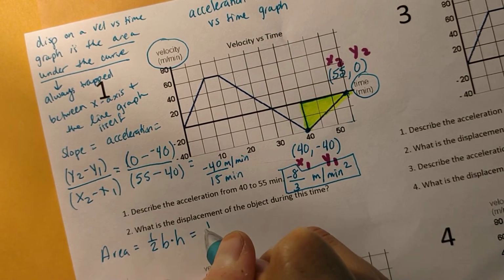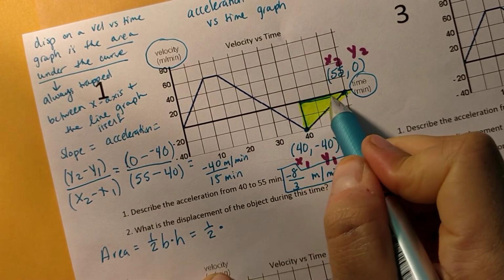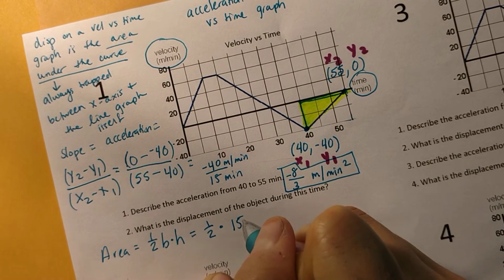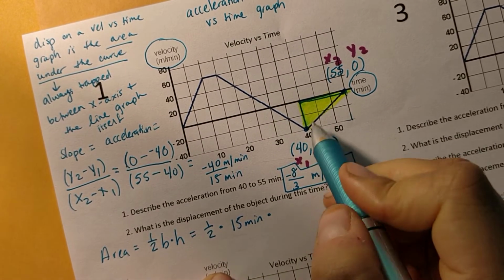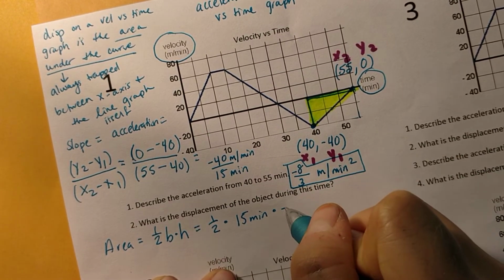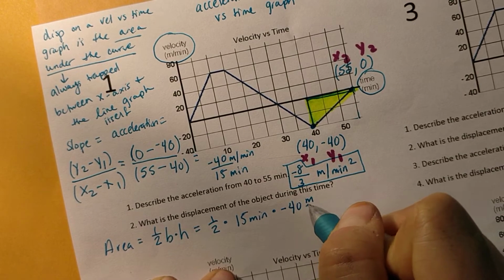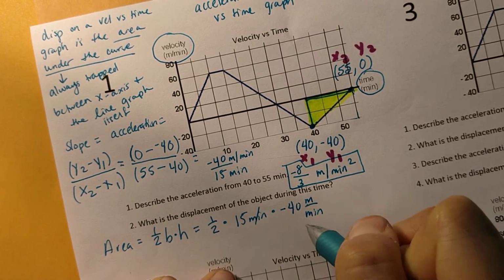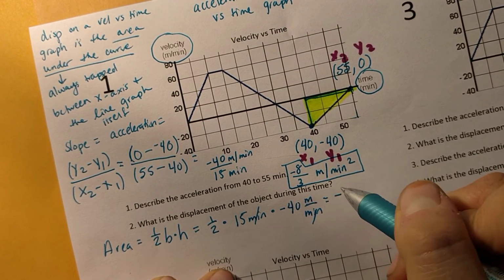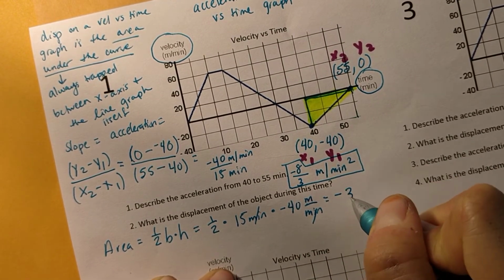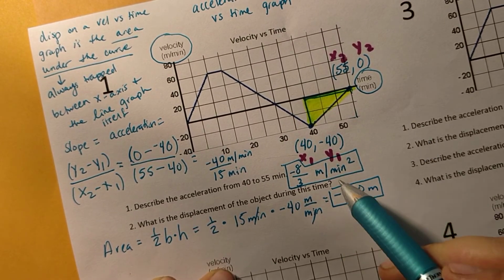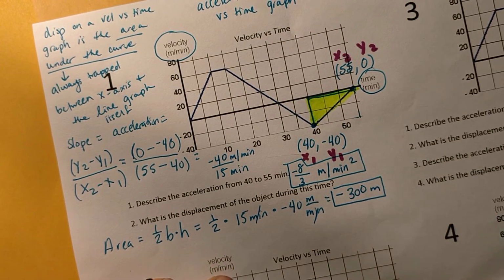So I'll plug in 1/2 times my base, going from 40 to 55 minutes is 15 minutes, times my height. My height is negative 40 meters per minute. My minutes will cancel, and I'm left with a displacement of negative 300 meters. It's negative because displacement is a vector, so I can have a negative value.